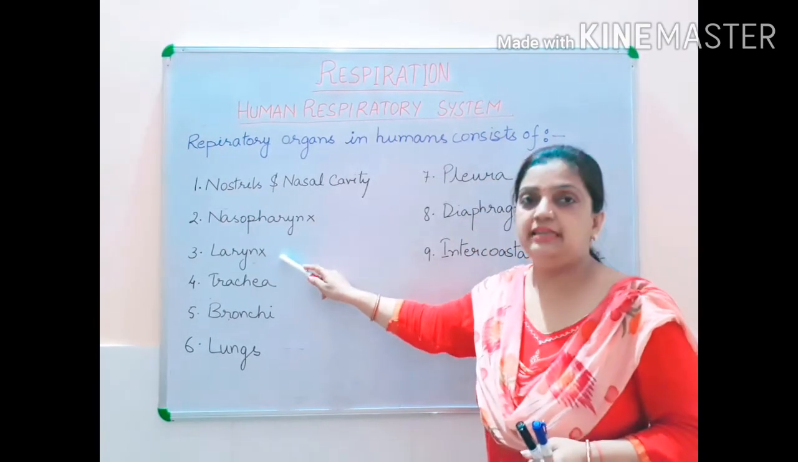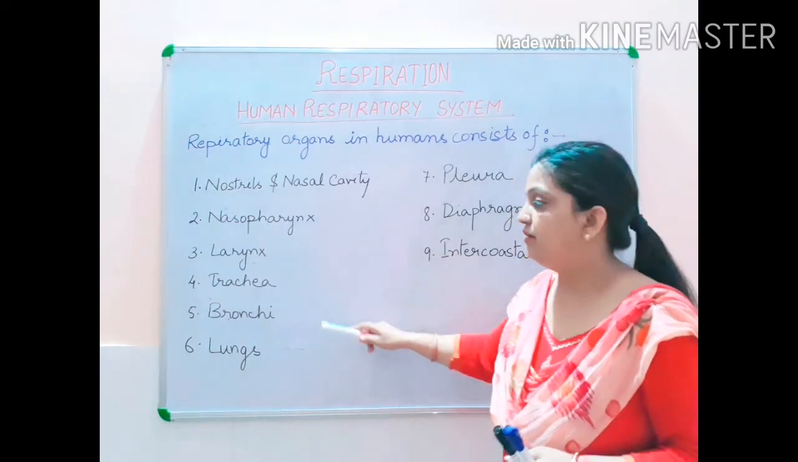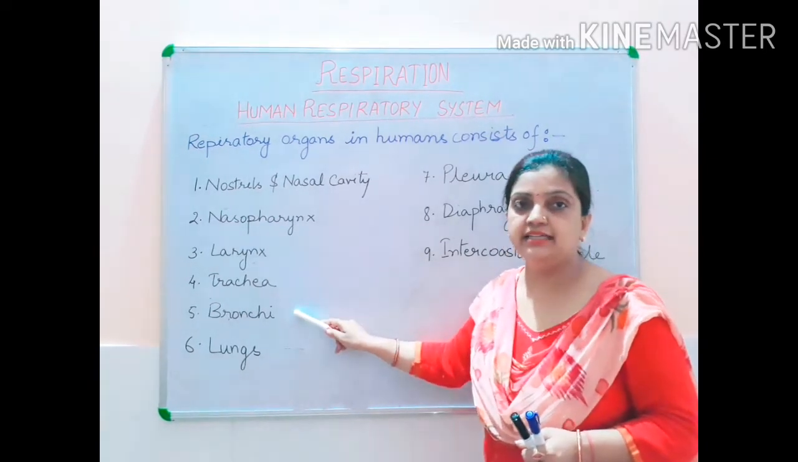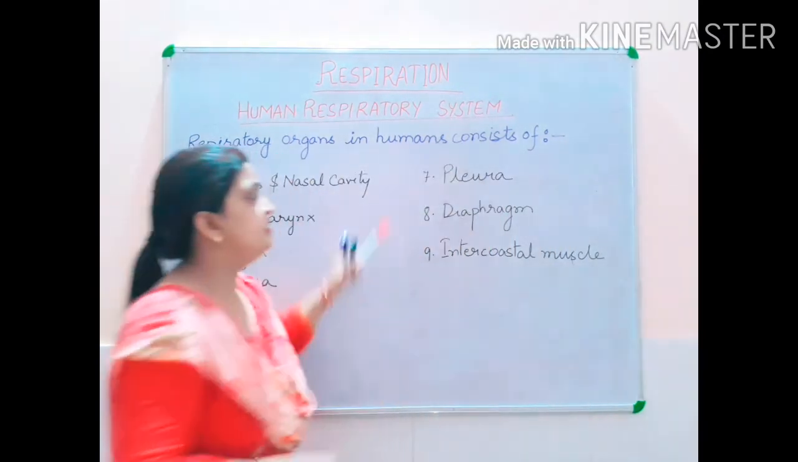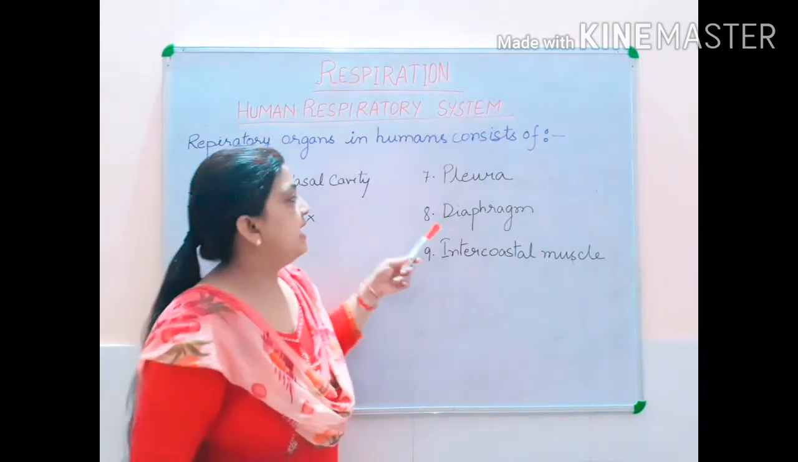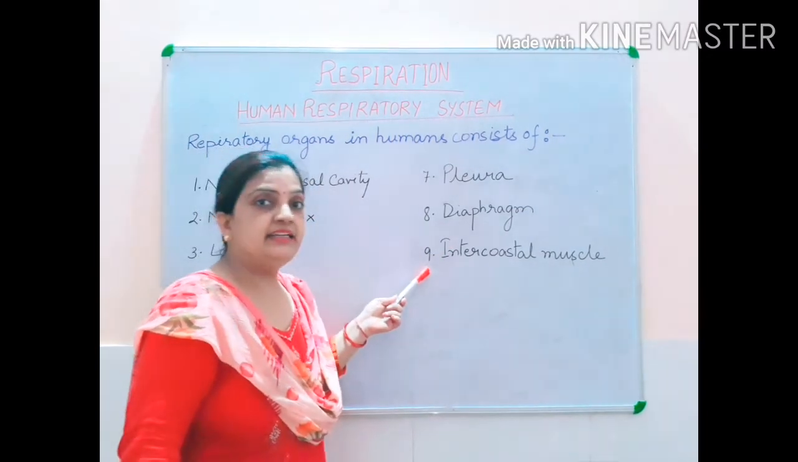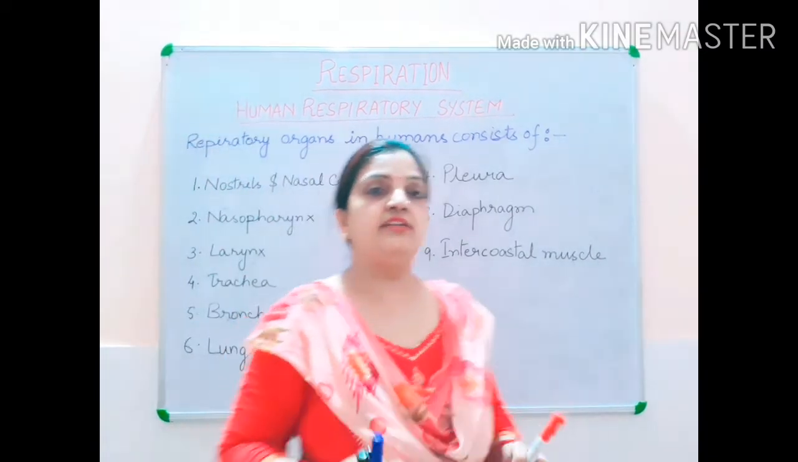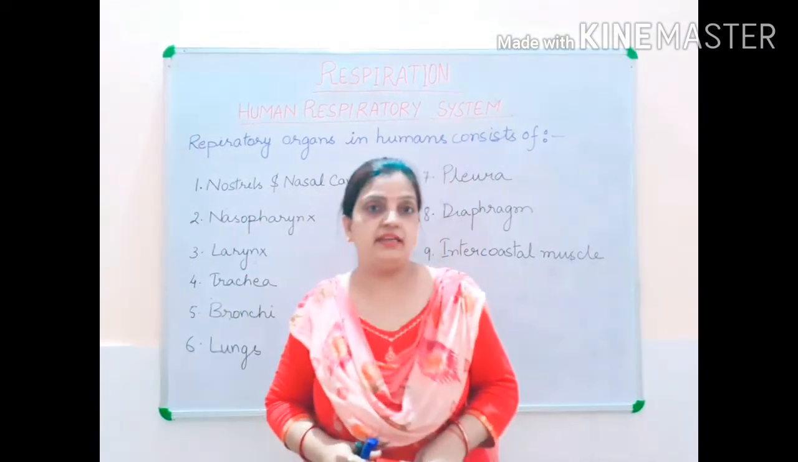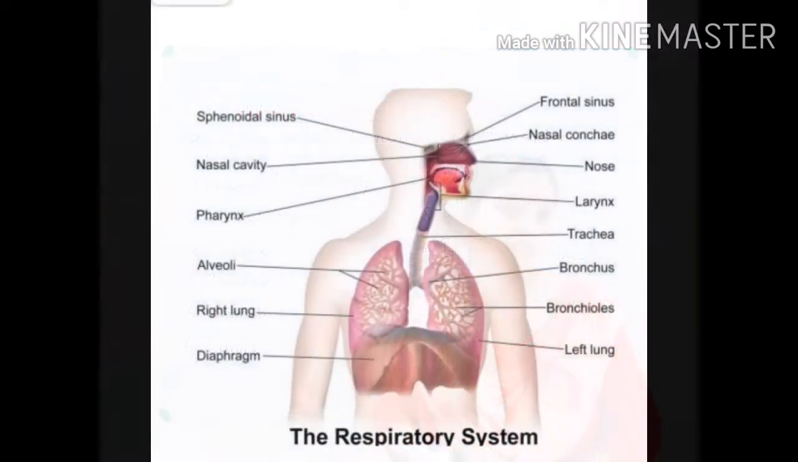Third, larynx. Fourth, trachea. Fifth, bronchi. Sixth, lungs. Seventh, pleura. Eighth, diaphragm. And ninth, intercostal muscles. These are the 9 various parts which make up the human respiratory system.